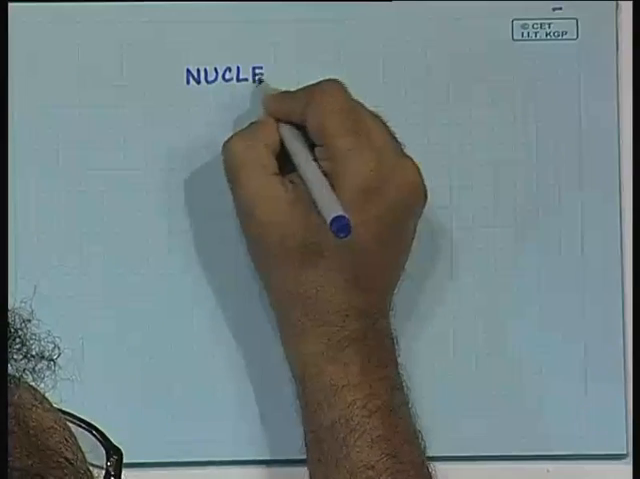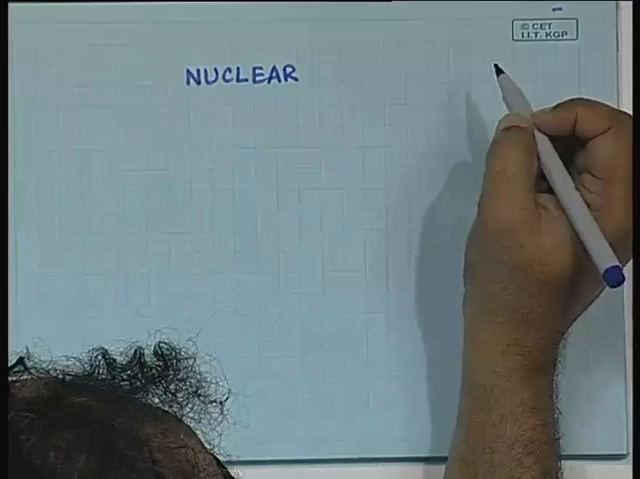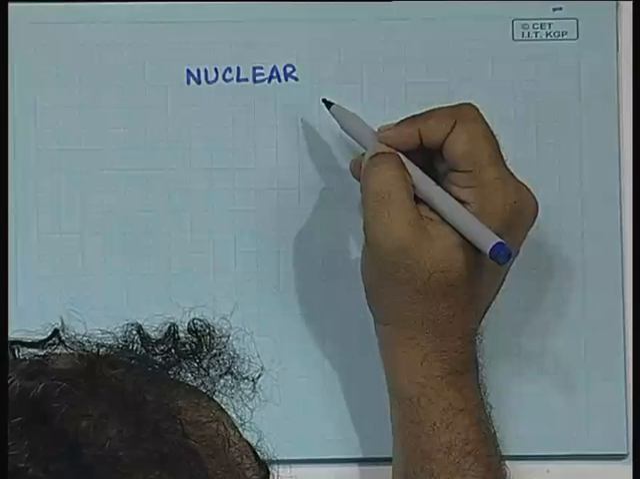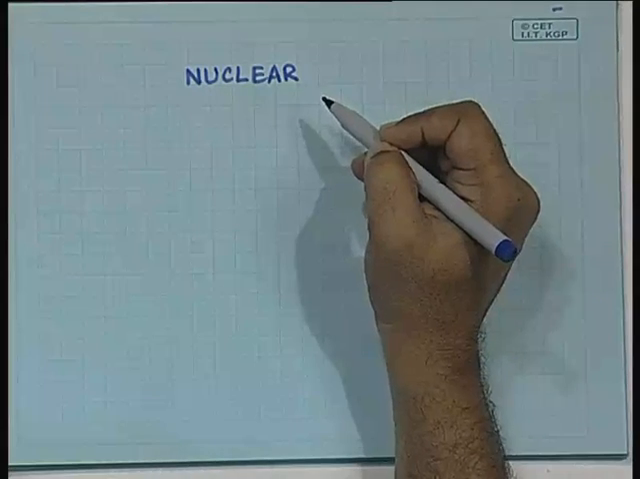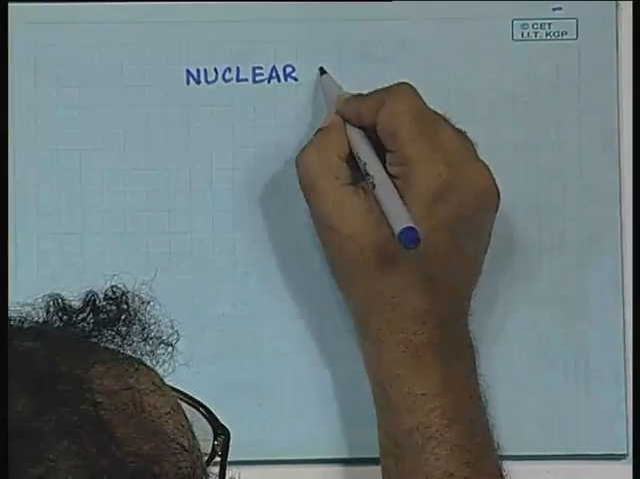In the last class, we were talking about nuclear power generation. Well, if you toggle these two letters, it becomes unclear power generation, and so that should not happen, right? It should be clear to you what we are talking about.